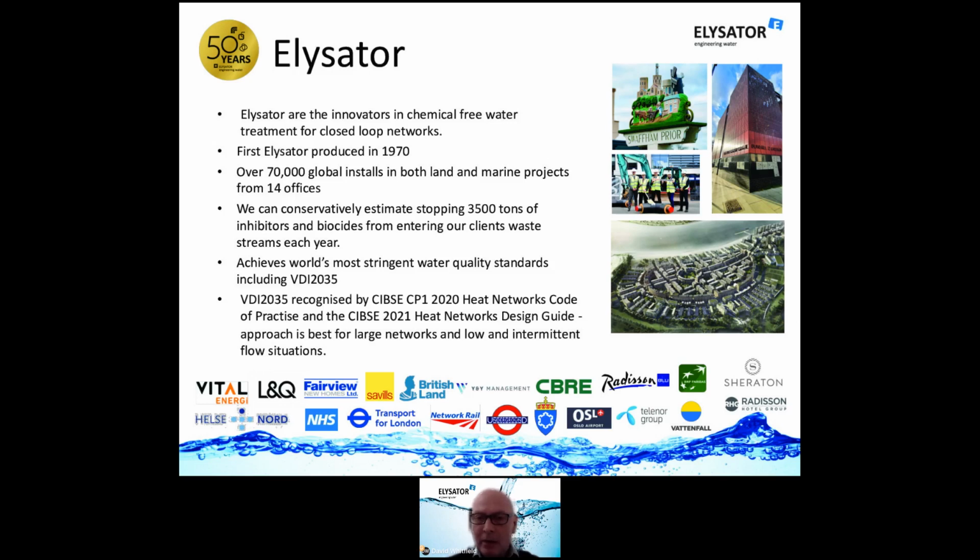Barking Riverside at the bottom there, which again started off its life as a chemical network, but at a very early stage when it's only at 20,000 litre capacity. It's been converted to Elsator to turn it to chemical free to get rid of some early problems there. And then Stoke City Network is just starting afresh from new with Elsator, and then more recently Swaffham Prior, where hopefully we're going to be working alongside some ice pigging. So very interesting to see the last presentation. We first started in 1970, with 70,000 global installs. And we can conservatively estimate we're stopping 3,500 tonnes of inhibitors and biocides from entering our waste streams each year.